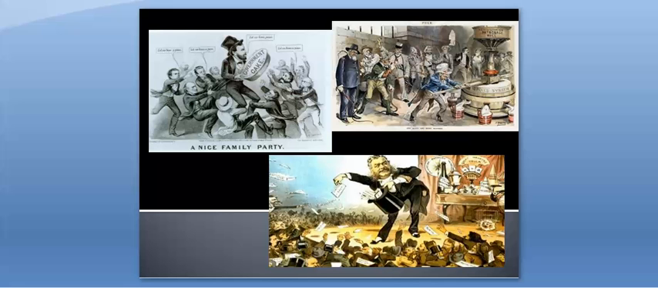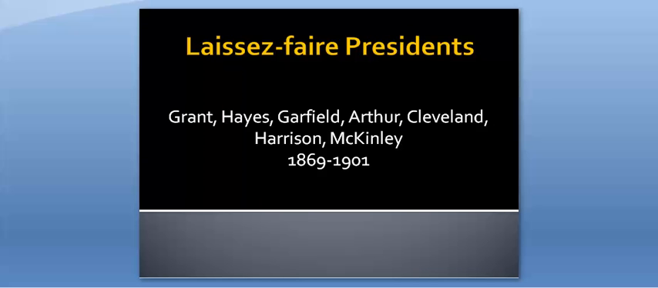Ultimately, attention was actually brought to the patronage and spoils system at the national level when President Garfield was assassinated in 1881. His assassin had expected a job due to his support in the election, and when he didn't get the job he wanted, he assassinated Garfield. The laissez-faire presidents in the Gilded Age included Grant, Hayes, Garfield, Arthur, Cleveland, Harrison, and McKinley. They were presidents between 1869 and 1901, and when McKinley died in 1901, this whole idea of the presidency shifted to a more progressive approach.